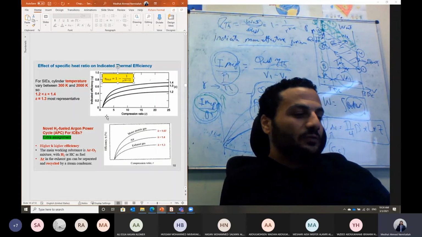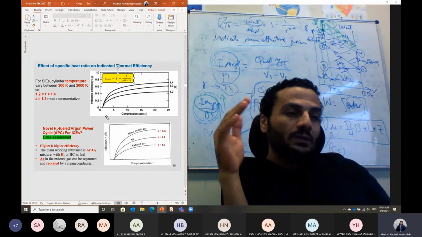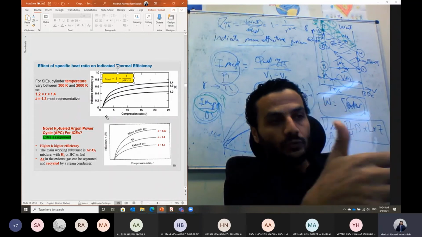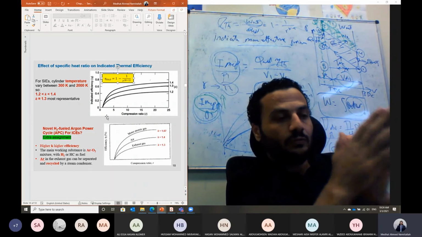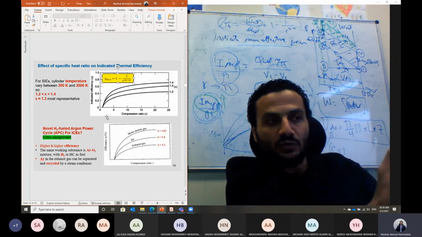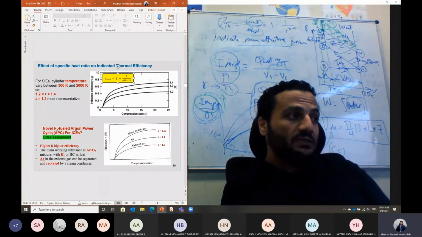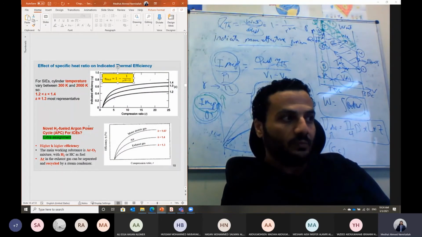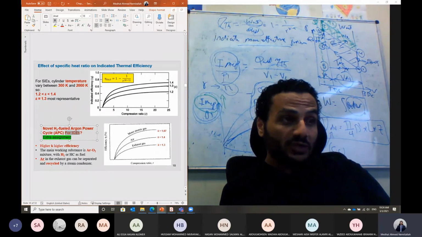And this is one of the developments, as I told you before. The ultimate goal is not to use hydrocarbon fuel. The ultimate goal is to convert all of the hydrocarbon fuel to hydrogen, and then we can use this hydrogen in the combustion system. One of the developments in the gasoline engine is what we call the hydrogen fuel argon power cycle, for internal combustion engine applications.